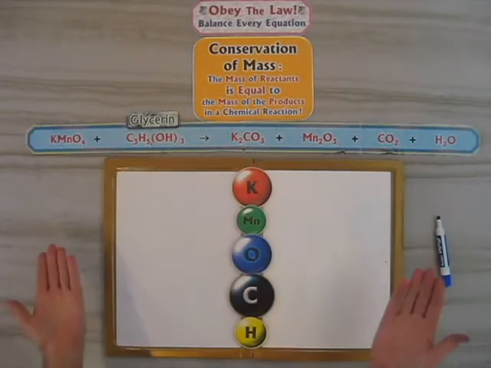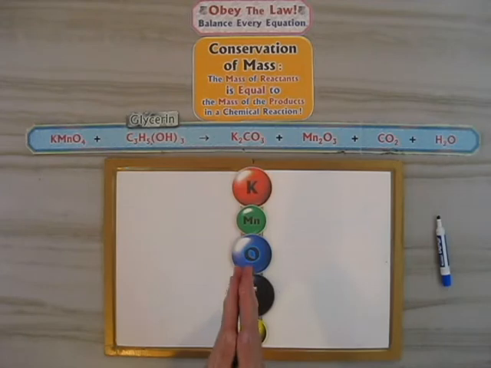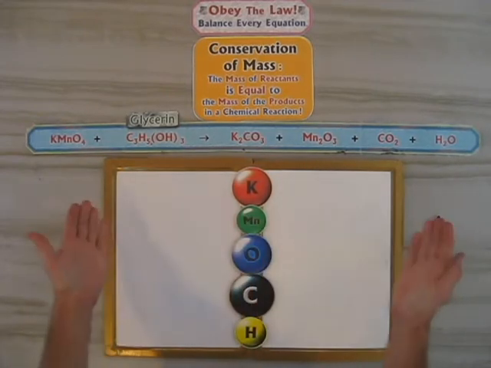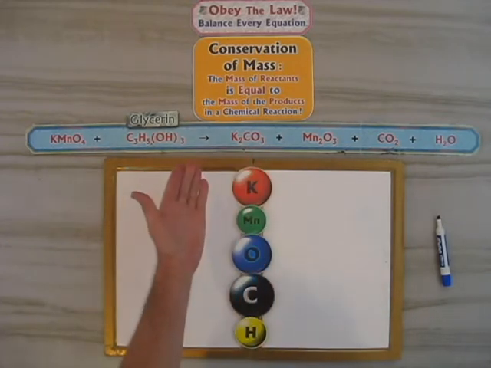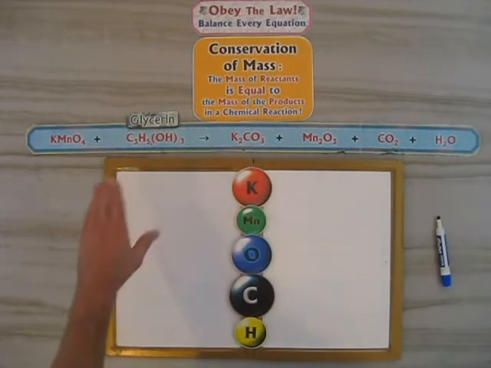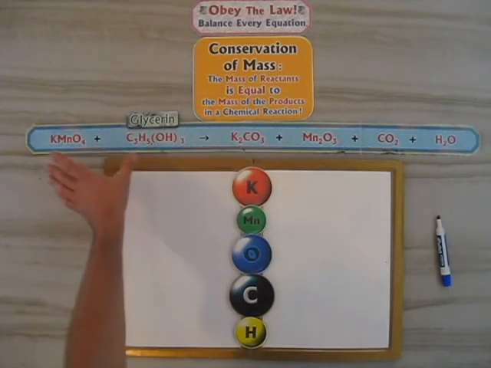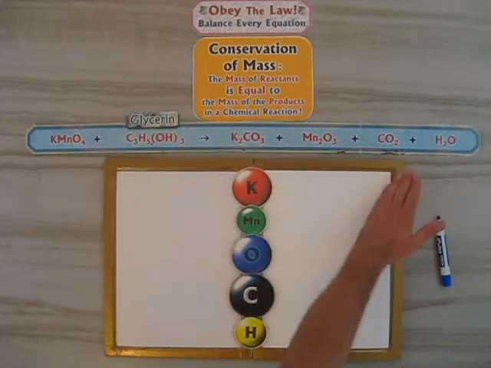Okay, so this time we're going to try to balance an equation that is hard for even chemistry teachers to balance. One of the hardest equations to balance that there is. And that's because it's a multiple step reaction. So these are the initial reactants and these are the final products.